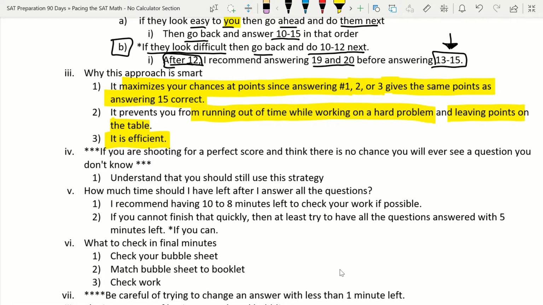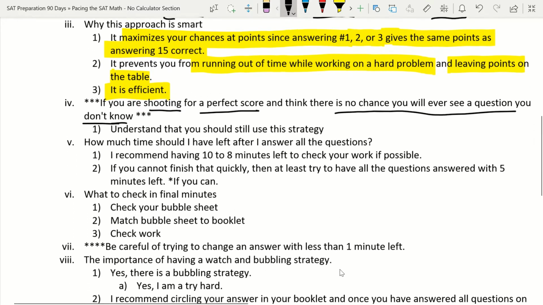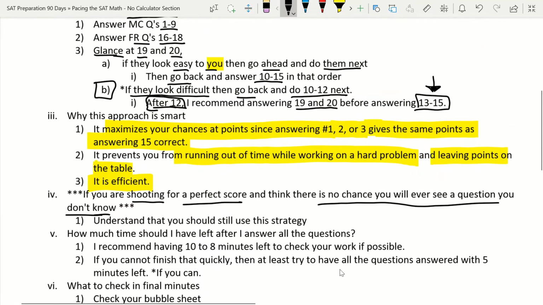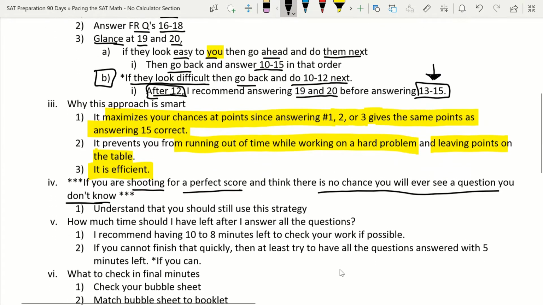So just one side note. I know some people are shooting for perfect scores. If you're shooting for a perfect score and think that you'll never see a question that you don't know, you should still use this strategy. Why should you still use this strategy? Well, a couple of reasons. Number 1, even if you're shooting for a perfect score, understand that anything above a 1550 is still really good, and you don't want to put all that pressure on yourself to score perfectly.